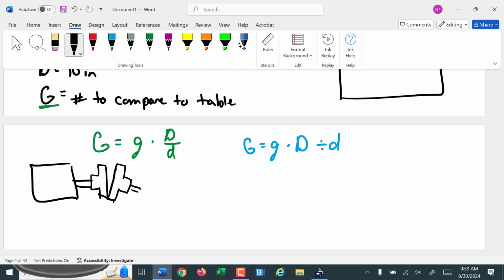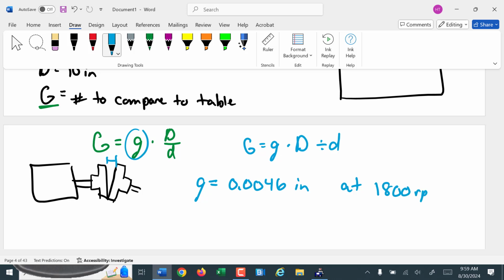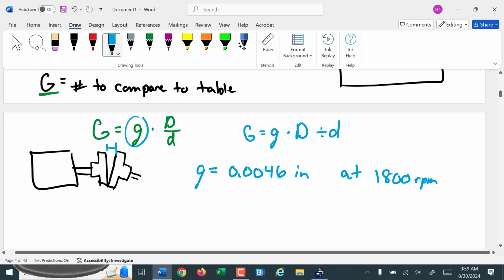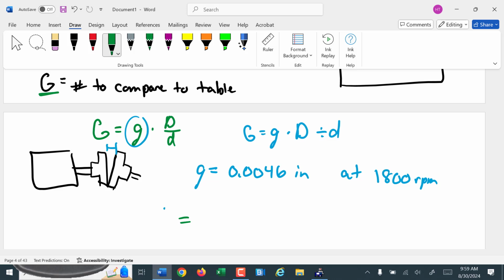I'm going to keep it pretty simple. I'm going to assume that we've got the flanges set so that they touch either top or bottom, it doesn't matter which, so that whatever the other gap is our little g. We don't have to subtract the gap at 12 and the gap at 6. So if I tell you that that little gap is 4.6 thousandths, 0.0046 inches, and we are running at 1800 RPM.